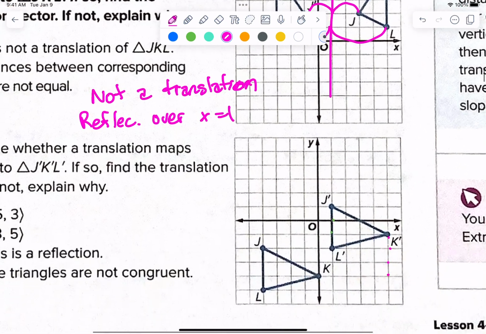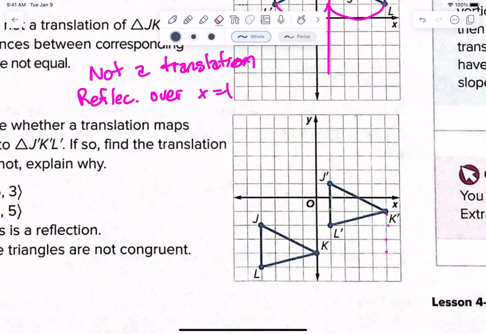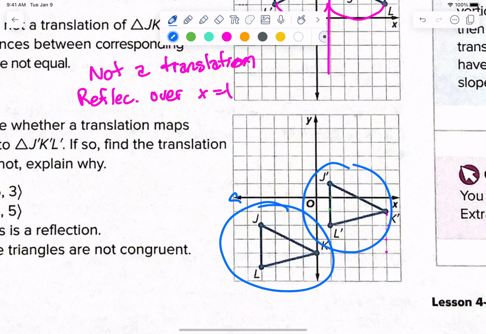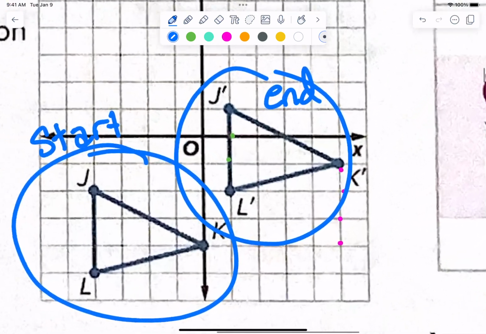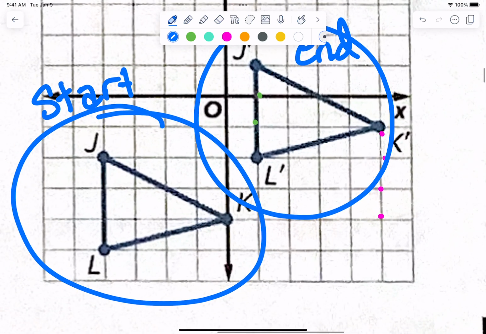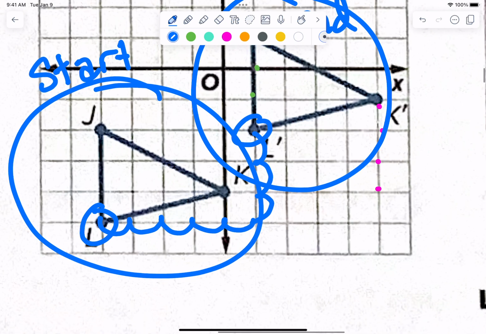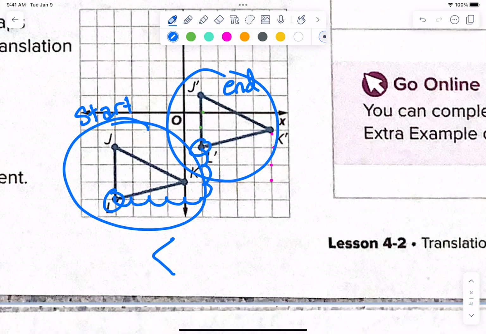Okay, let's go down. Let's do the check one right below it. We're going from this one to this one. How do I know I'm starting with this one and ending with this one? Because of the prime. The prime tells you where you're ending. So if I look just from L to L', we are going to the right 1, 2, 3, 4, 5 and going up 3. Right 5 and up 3. What would that look like in a translation vector? 5, 3. Okay, let's see if K is the same.